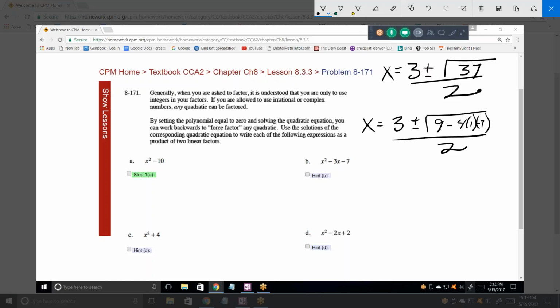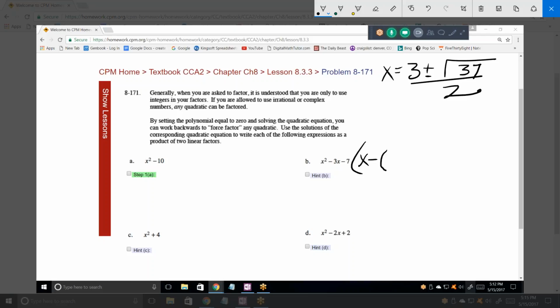Now, how do I turn this thing into what they want? The product of two linear factors. What would my linear factors be? 3 plus the square root of 37 divided by 2. Times, right, minus. In other words, just to be careful here, use parentheses.